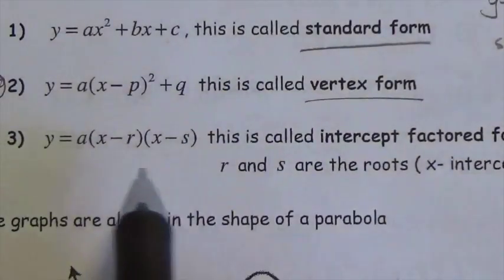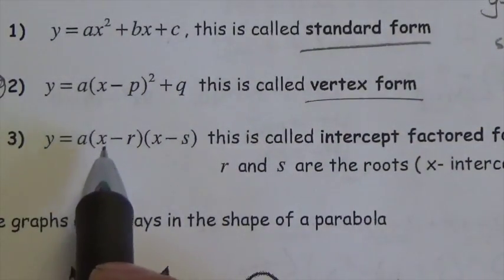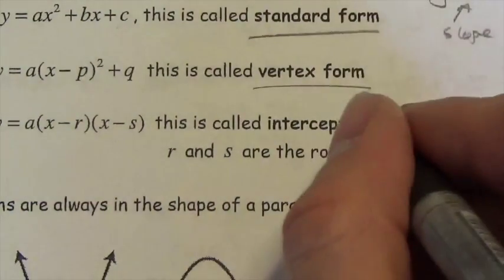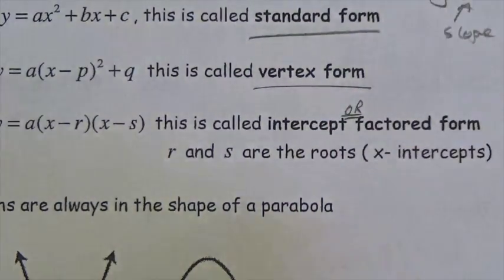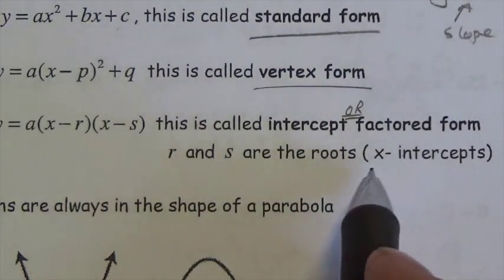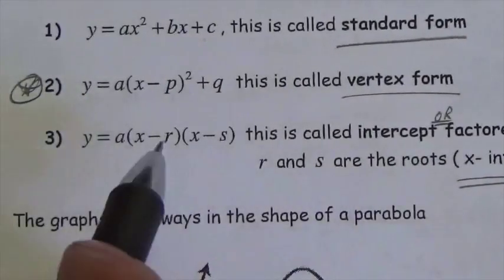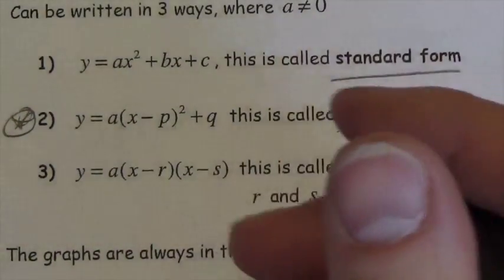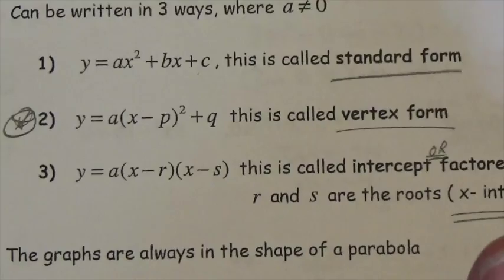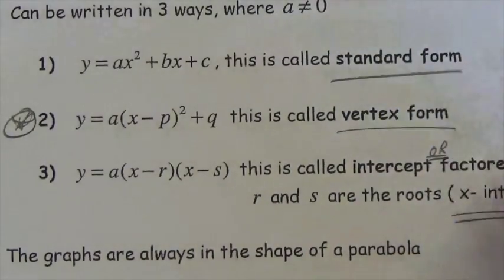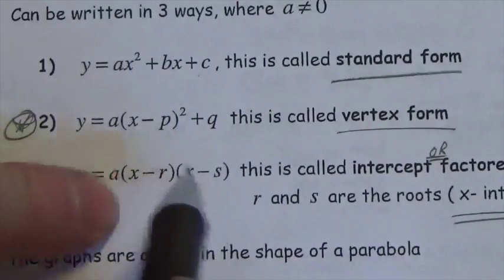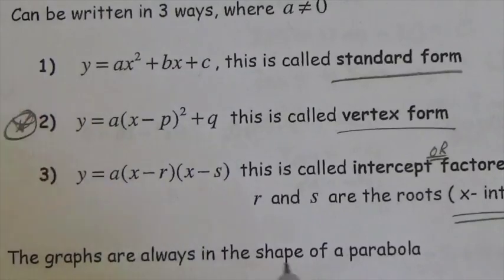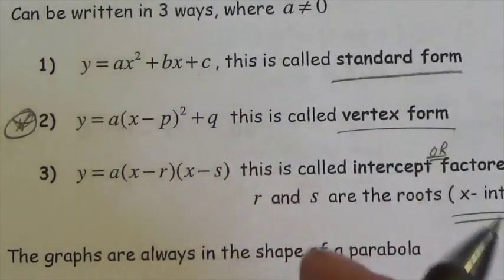And then lastly, we've got what we call the intercept form, y equals a times x minus r times x minus s. This is the intercept or factored form. And r and s are the roots of the equation, which turn out to be the x-intercepts of the graph. These particular values are where the graph crosses the x-axis. Now you already know a couple of things about the quadratic. You know it's got an x squared in there somewhere. Notice here you're not seeing the x squared, but if you were to expand this out, you would necessarily get an x squared in this form of the equation. So it's still there.